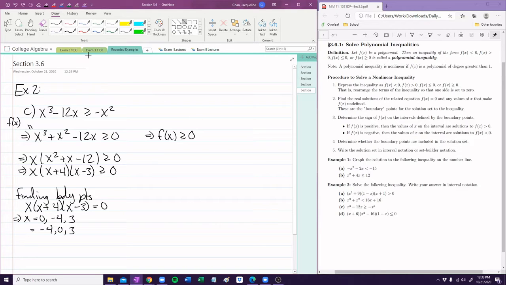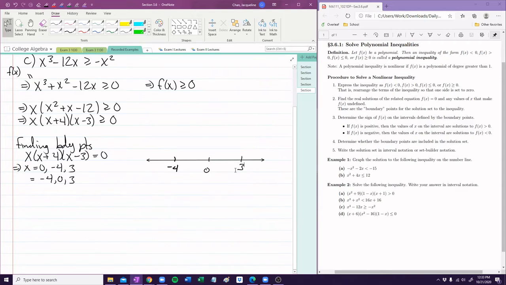Okay, so here's our number line, and I'm going to plot negative 4, 0, and 3. To determine if they have an open or closed circle, I look at this inequality. Since this is greater than or equal to, it has the equal to sign, so I know these are going to be closed circles.